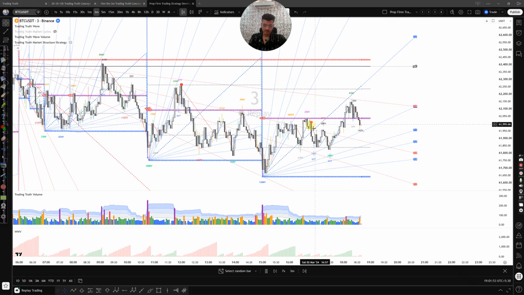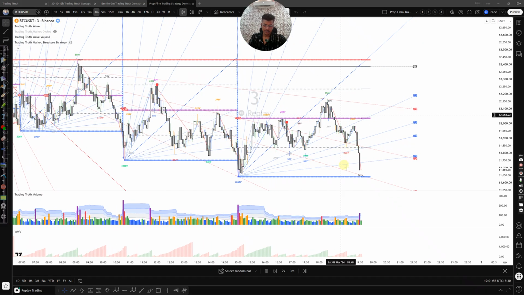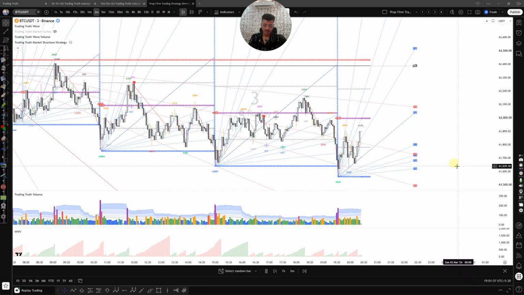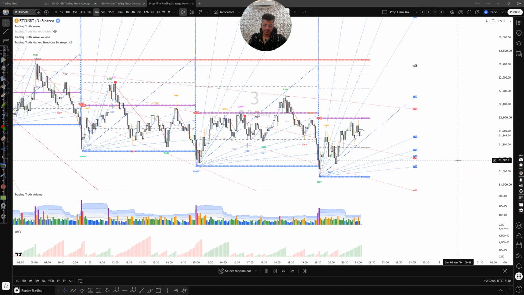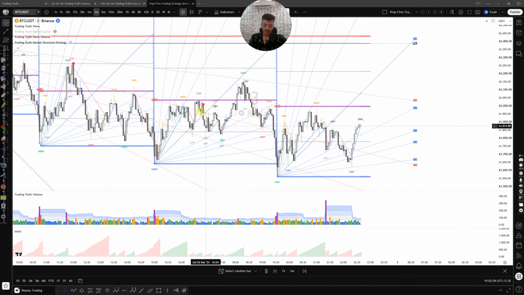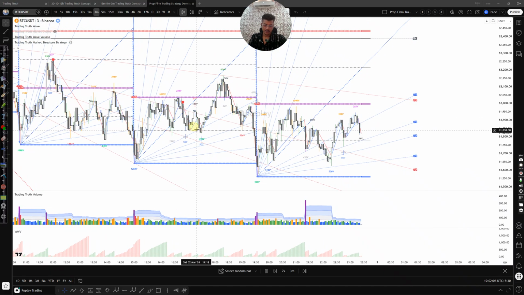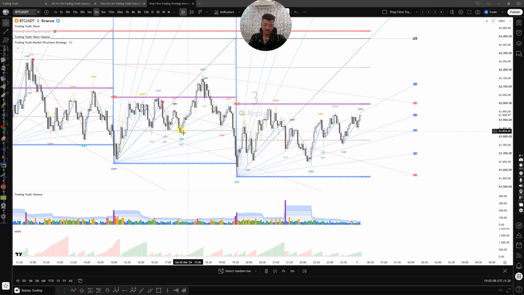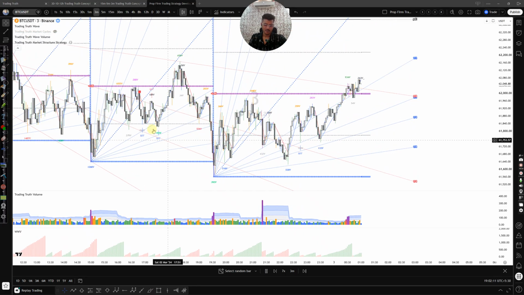Okay, this turned out to be, I mean, it went to here and then came up, then came down. So if you enter short, and the market is not trying to go down, then you should take profit there, because that was your bullish divergence.